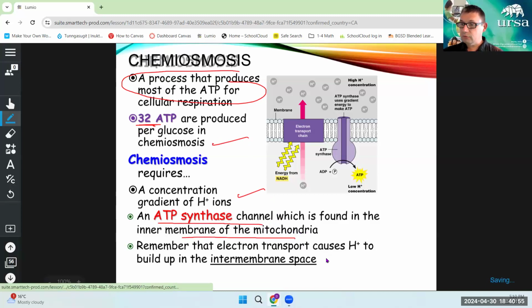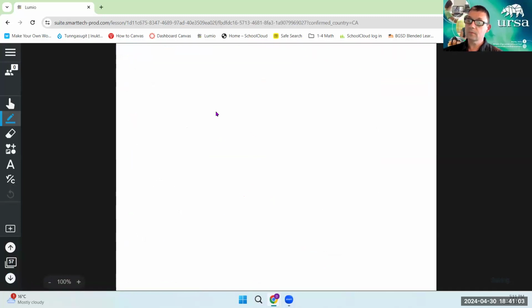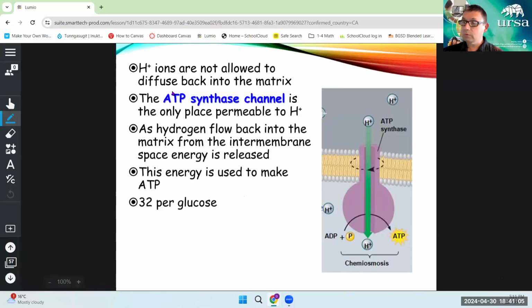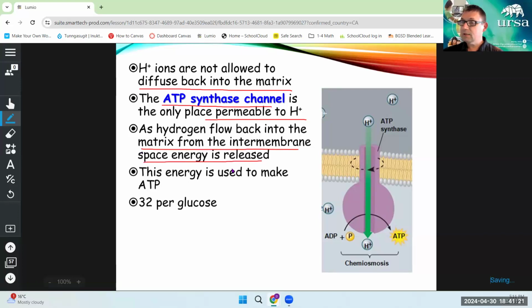Now remember, the electron transport is causing hydrogen ions to build up in the intermembrane space. They can't diffuse back into the matrix. In fact, the ATP synthase channel is the only place that hydrogen ions will flow. As the hydrogen ions flow back into the matrix through this channel, energy gets released that in turn produces ATP, to the tune of 32 ATP molecules for every glucose molecule you start with.